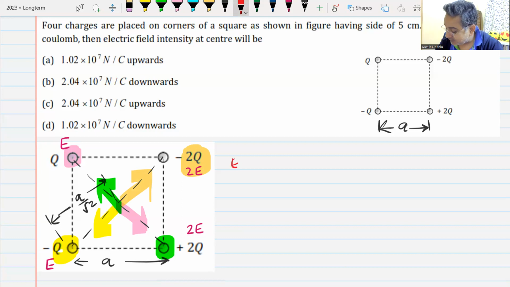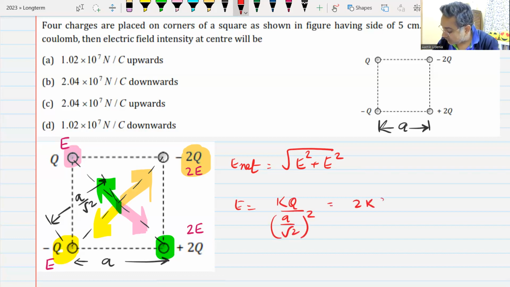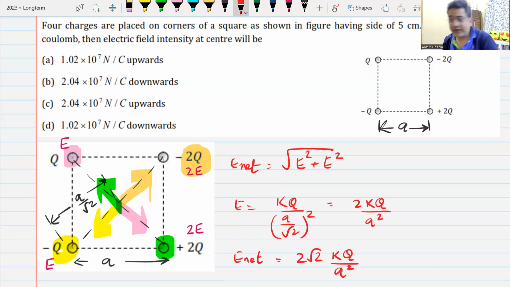So the net electric field E net will be equal to under root of E square plus E square. Do we get this? Yes. And the value of E will be equal to KQ by distance, which is A by root 2, whole square. So this will be 2KQ by A square, the value of E, and the value of E net will be 2 root 2 because 1 root 2 will get multiplied, KQ by A square. That is the answer that I was looking for. I'll give you 2 minutes to note this down.